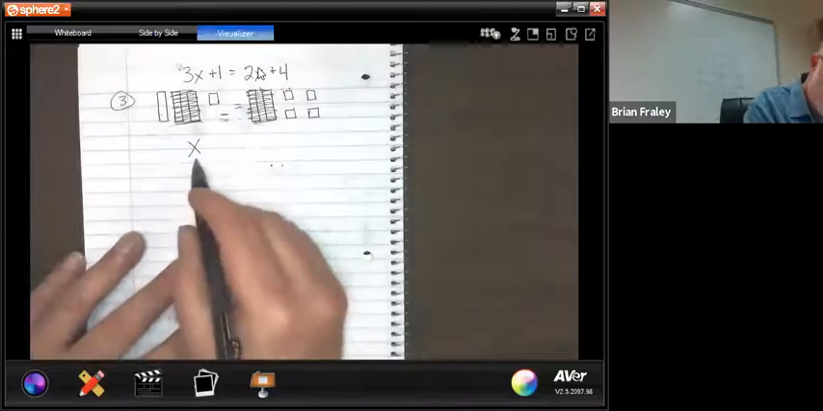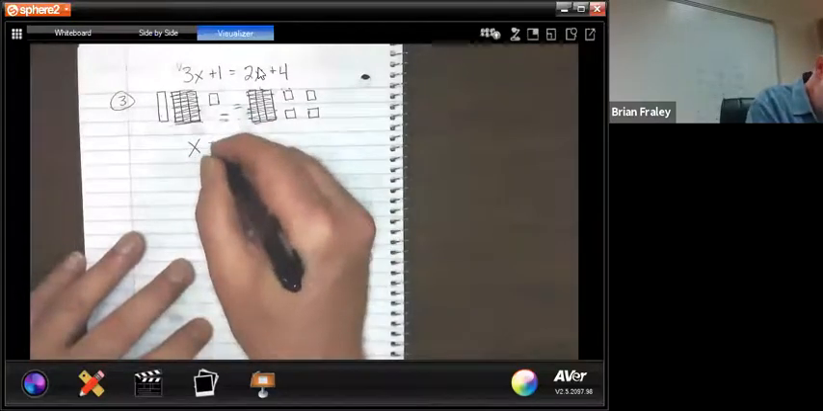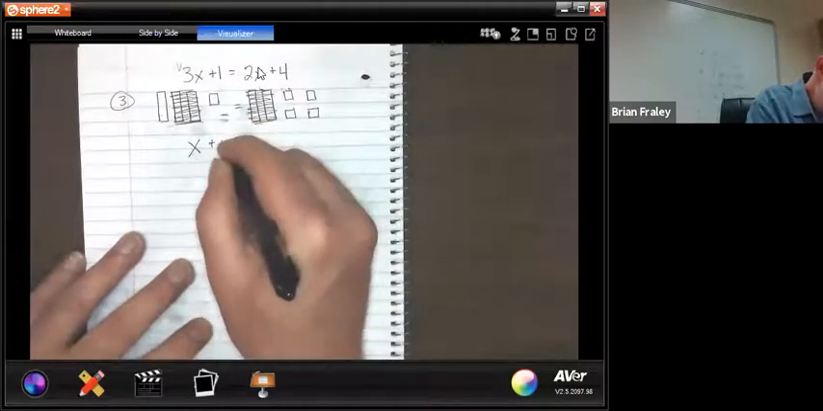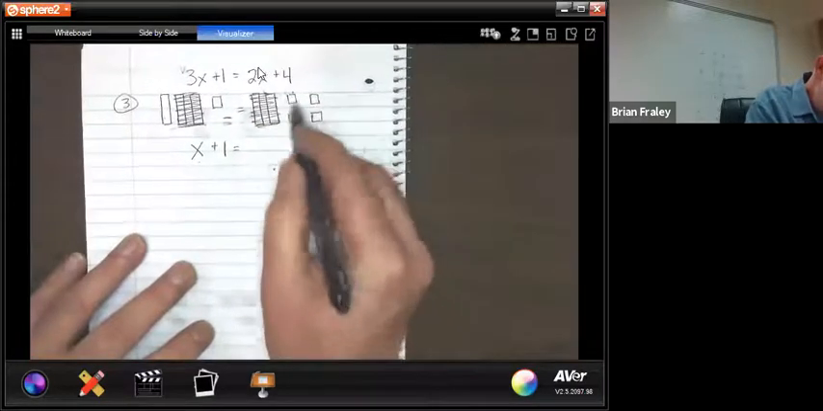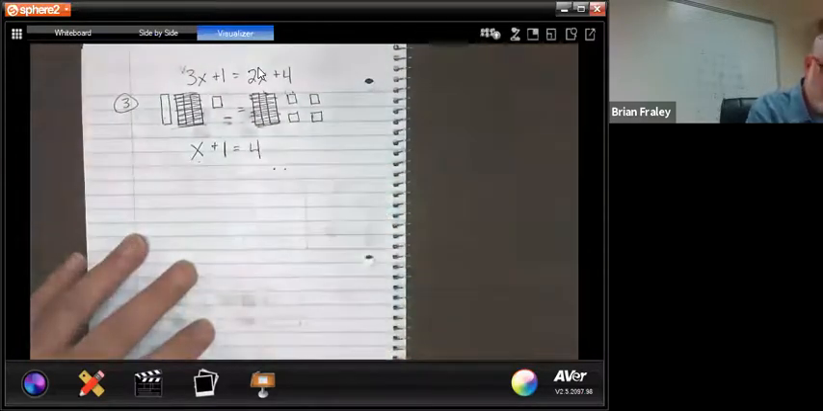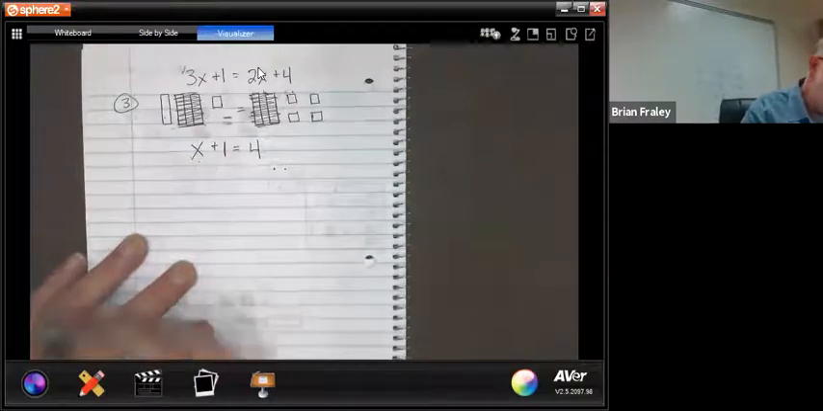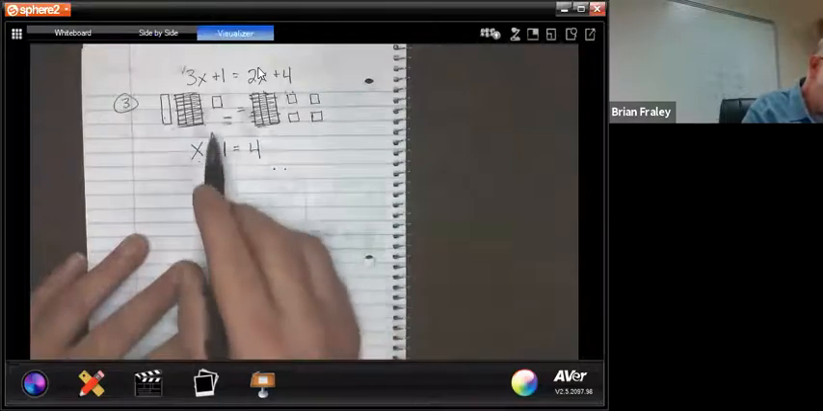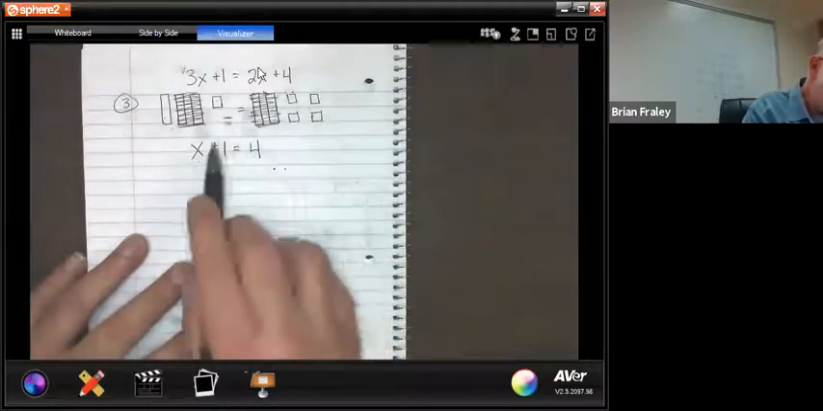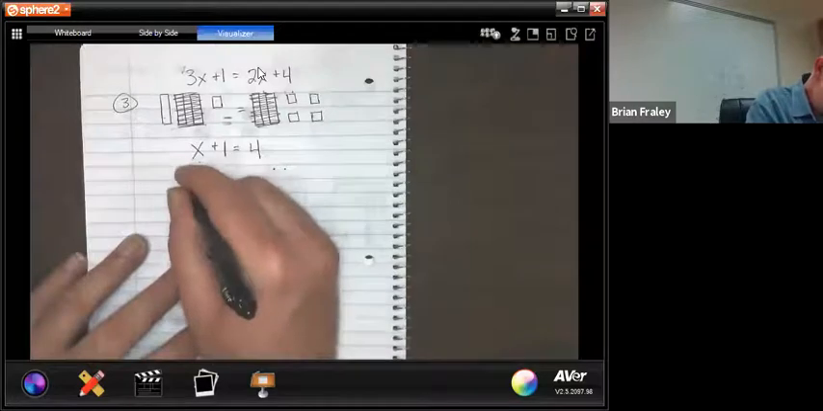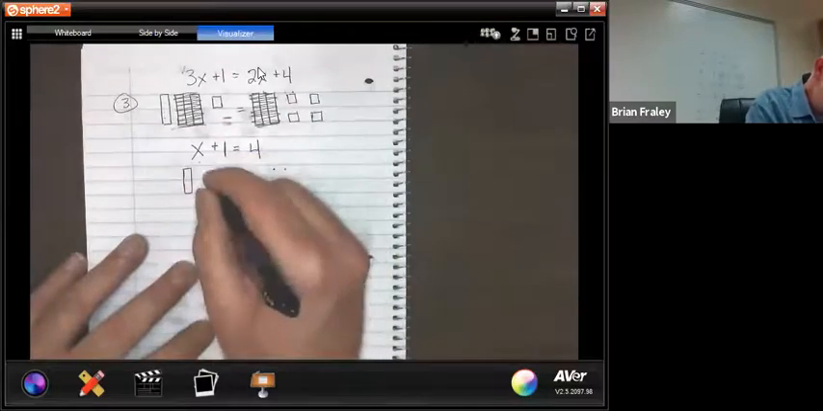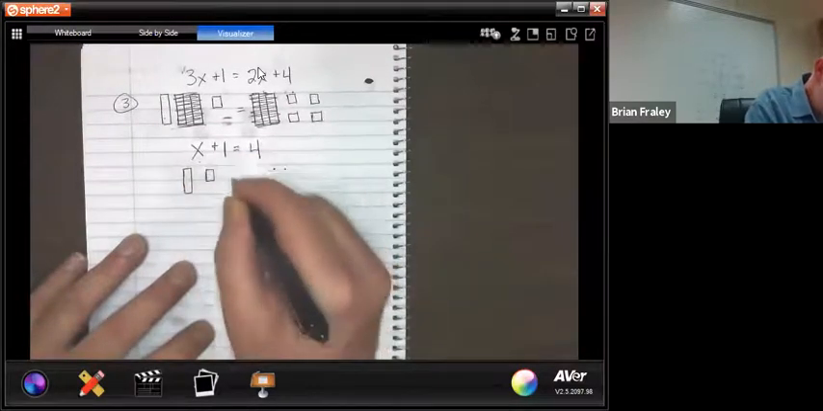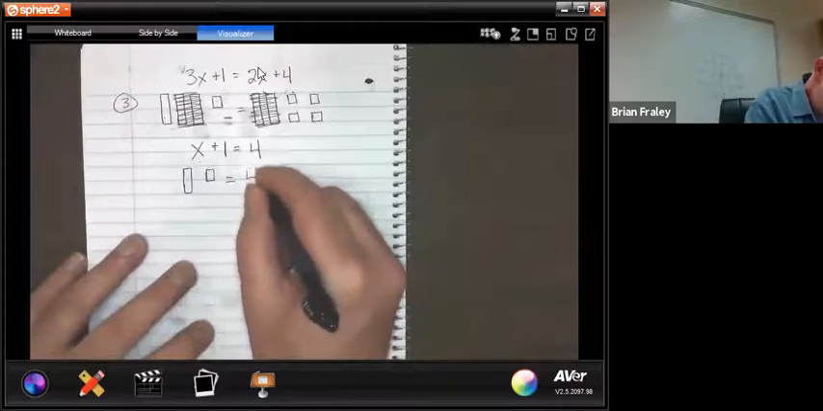Because how many x's do you see there? 1. Plus 1 single equals 4 singles. Okay? So now, what do they have in common? Well, they've got single 1s in common, don't they? Oh, I've got to draw my picture, guys. I forgot to draw my picture. It's so much easier if you do that. Draw your picture of what's left. That will help you.